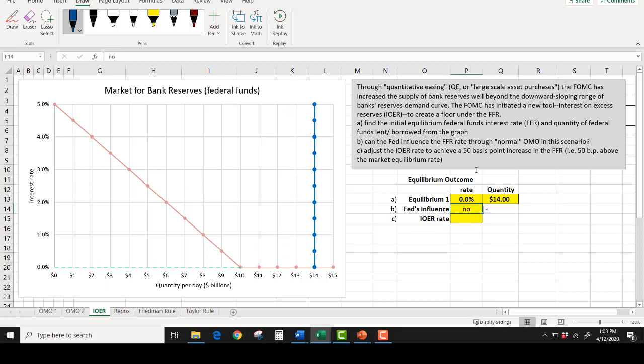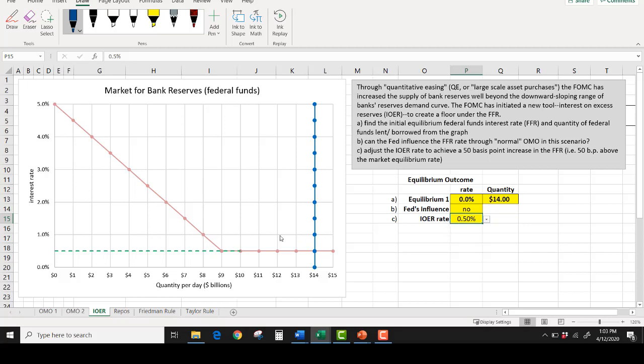And what the Fed is going to do differently, as hopefully you'll recall from the lecture, is instituting interest on excess reserves, which, as I explained in the lecture, acts as a floor on the federal funds rate. So let's adjust the interest on excess reserves rate to achieve a 50 basis point increase in the federal funds rate. That is 50 basis points above the market equilibrium rate. Well, the market equilibrium, as we just discovered, was 0. So we want to set the interest on reserves 50 basis points above that.